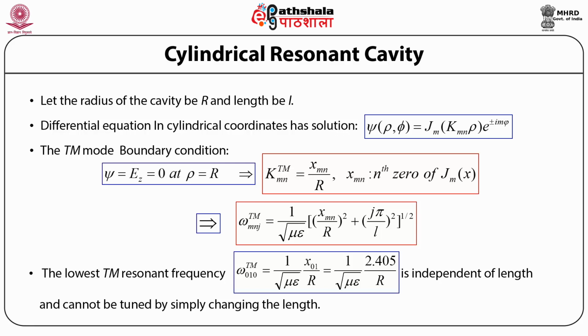by omega subscript 010 superscript TM is equal to 1 upon under root mu epsilon times x subscript 01 upon capital R, and this is equal to 1 upon under root mu epsilon times 2.405 by capital R. And this relation, as we see, is independent of the length of the cylindrical resonant cavity and cannot be tuned by simply changing the length.